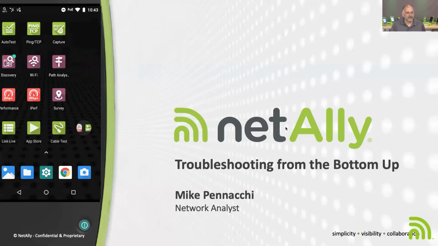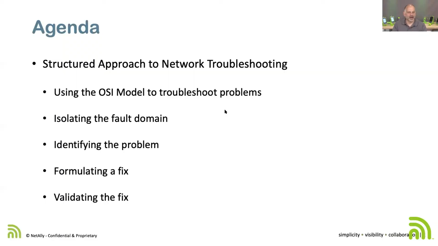All right, so in this presentation, we are going to be talking about troubleshooting from the bottom up. So our agenda is a structured approach to network troubleshooting, okay? So that is the key, a structured approach. We're going to use the OSI model as a way to troubleshoot problems. And the reason we're going to take the structured approach is because of the issues that a lot of people run into trying to get to the root of a problem.